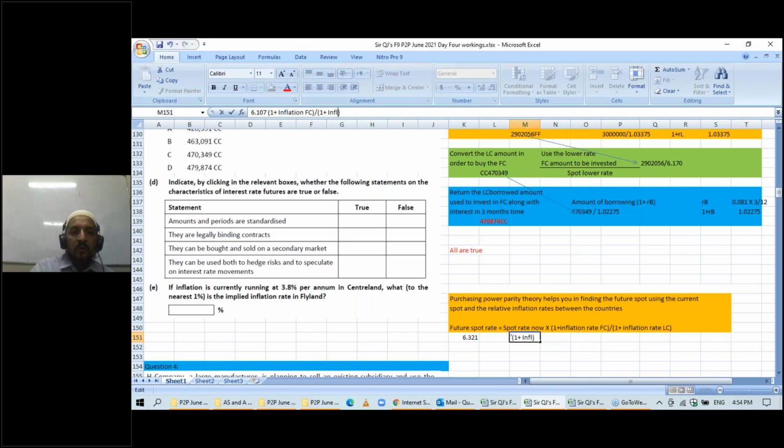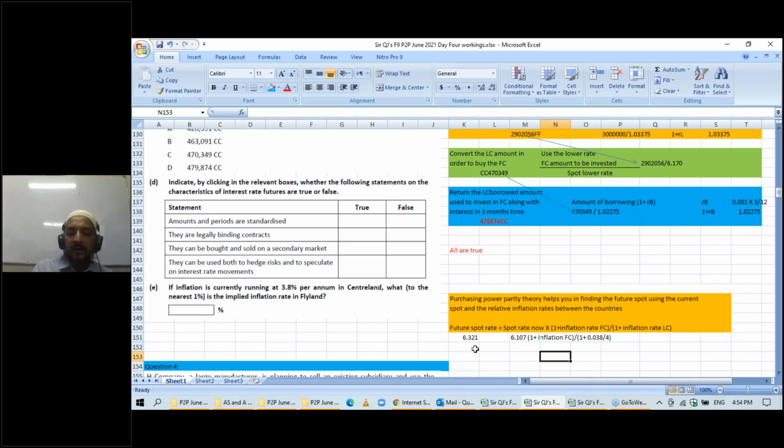The inflation in the local currency has been mentioned in requirement E, which is 3.8%. But 3.8% will have to be converted into 3 months' time. So that's why I'm dividing by 4, right? The 3.8% is for 12 months. So if I divide by 4, it will get into 3 months' time. Otherwise, you can multiply 0.038 by 3 divided by 12. So we'll get the same figure.